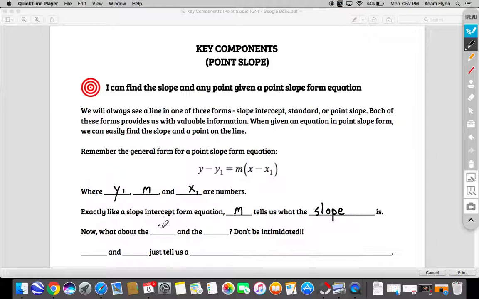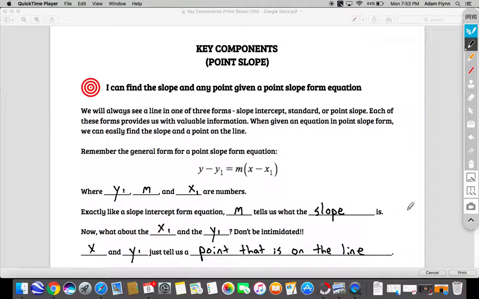Now what about the x1 and the y1? And the reason I put don't be intimidated is historically, students see a point-slope form equation and they see a couple extra variables thrown in there and they have no idea what to do. Okay? x1 and y1 just tell us a point that is on the line.